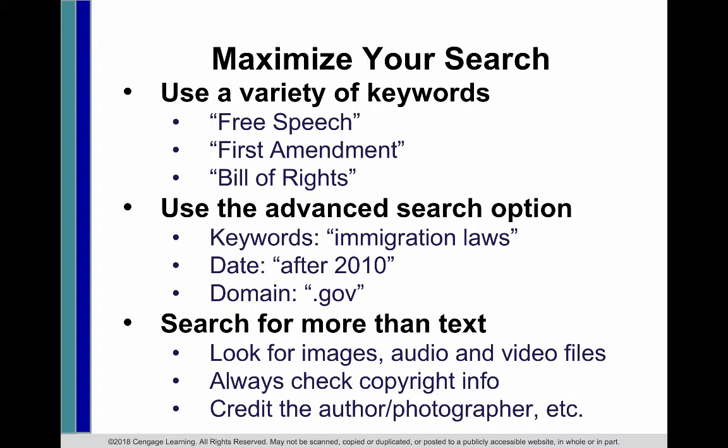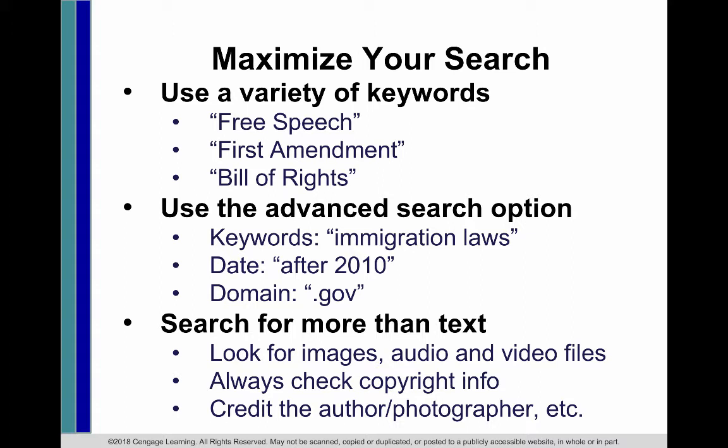Then there's the advanced search option. Many people don't even know that exists. Now, depending on your search engine, you're going to find the advanced search in a different place. But once you do, you can specify lots of different options to refine your search by keywords, dates, and even the domain. In this case, if you specify .gov, it will only search for your topic on .gov websites.